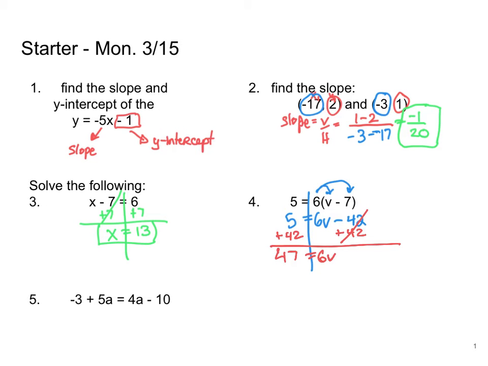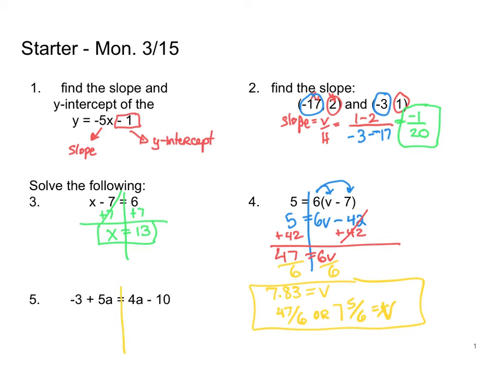6 and v, they are multiplying, so we're going to divide by 6 on both sides. 47 divided by 6. If we're doing decimals, it's going to be 7.83 repeated, so we're just going to do it as 7.83. And then, fraction-wise, we can have the 47 over 6. We can also have it as 7 and 5 over 6. So all of these, that's v, not x, so all of these can be the answer for number 4.